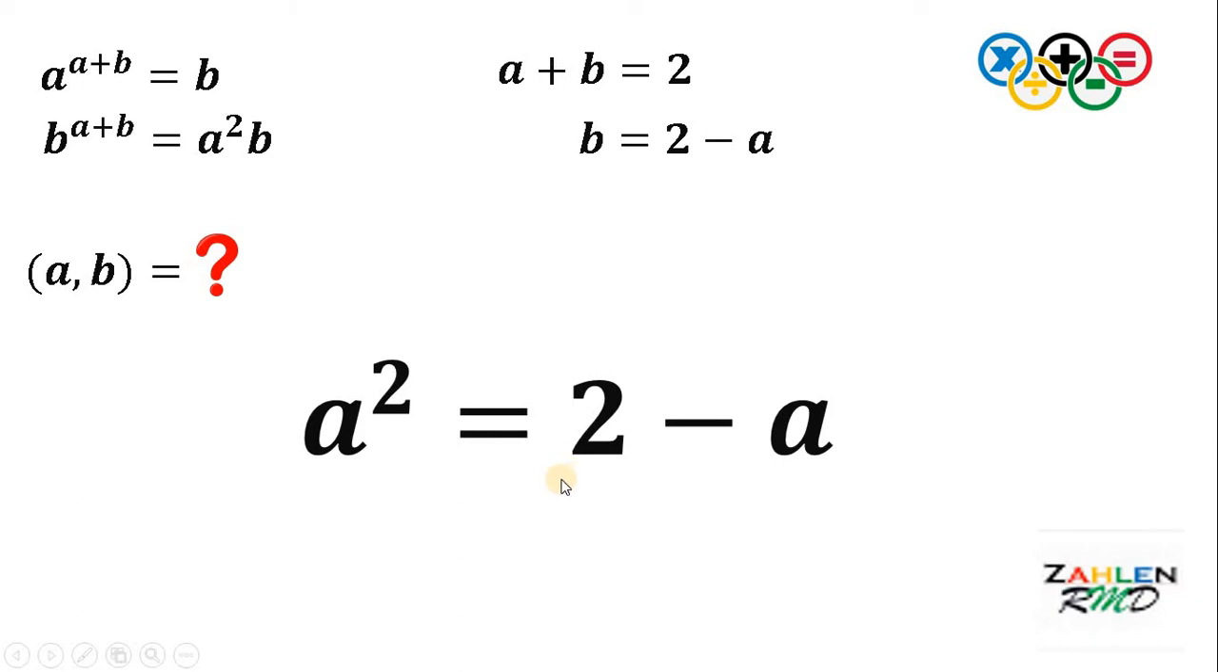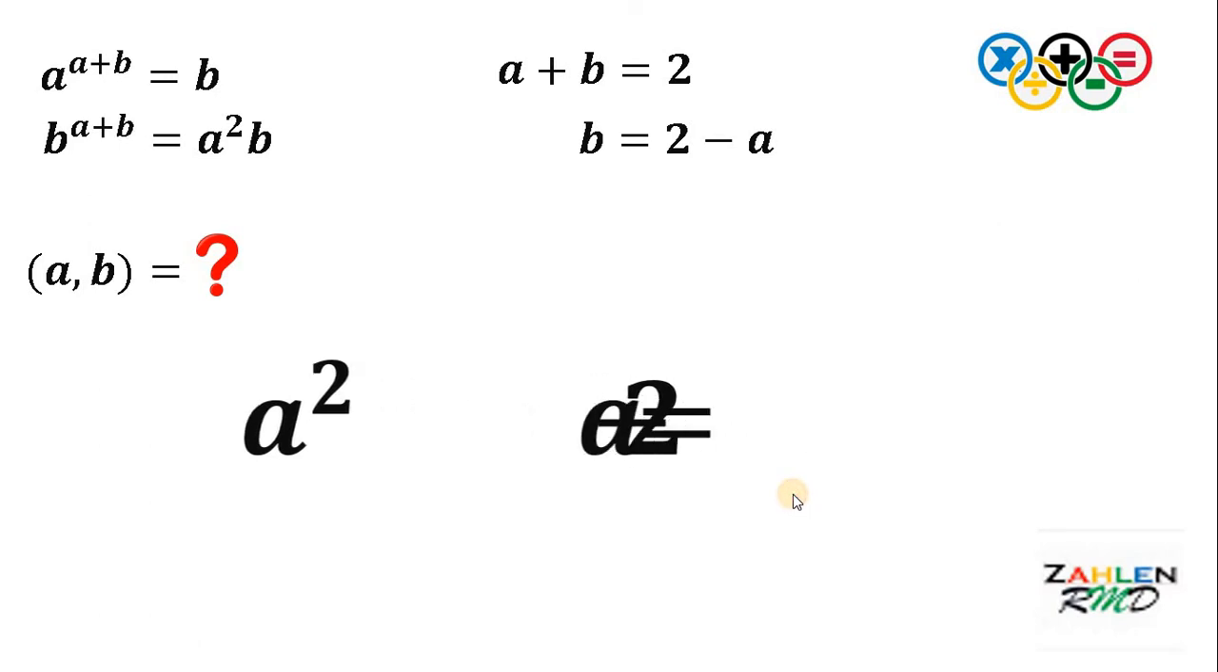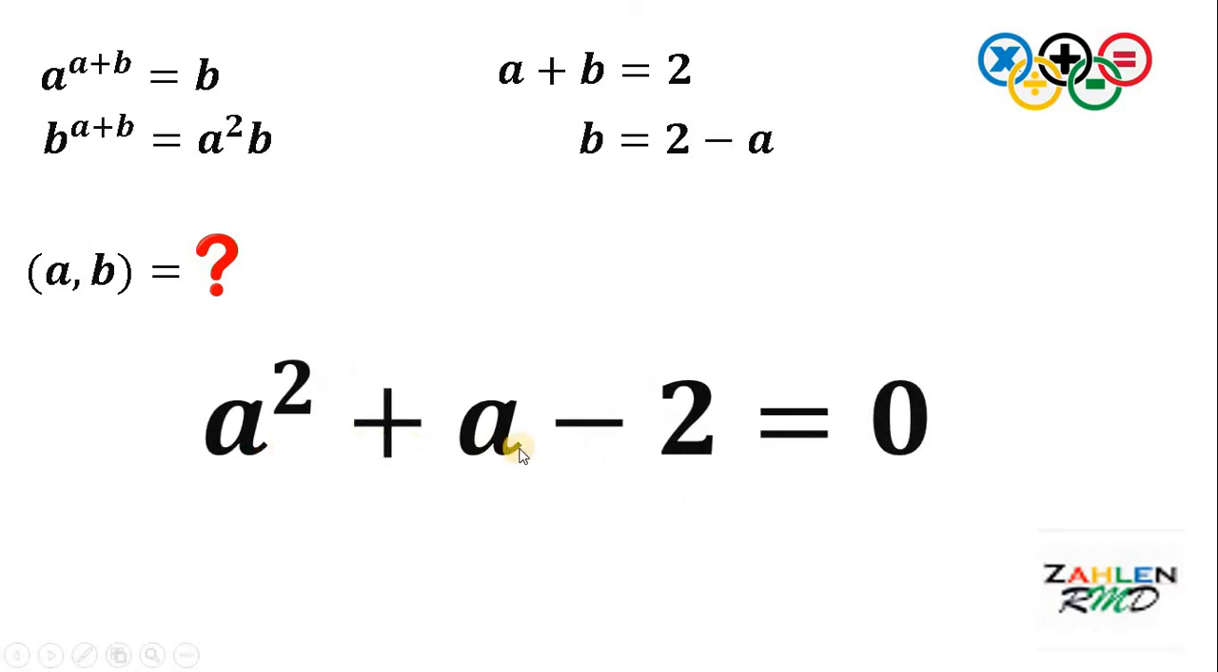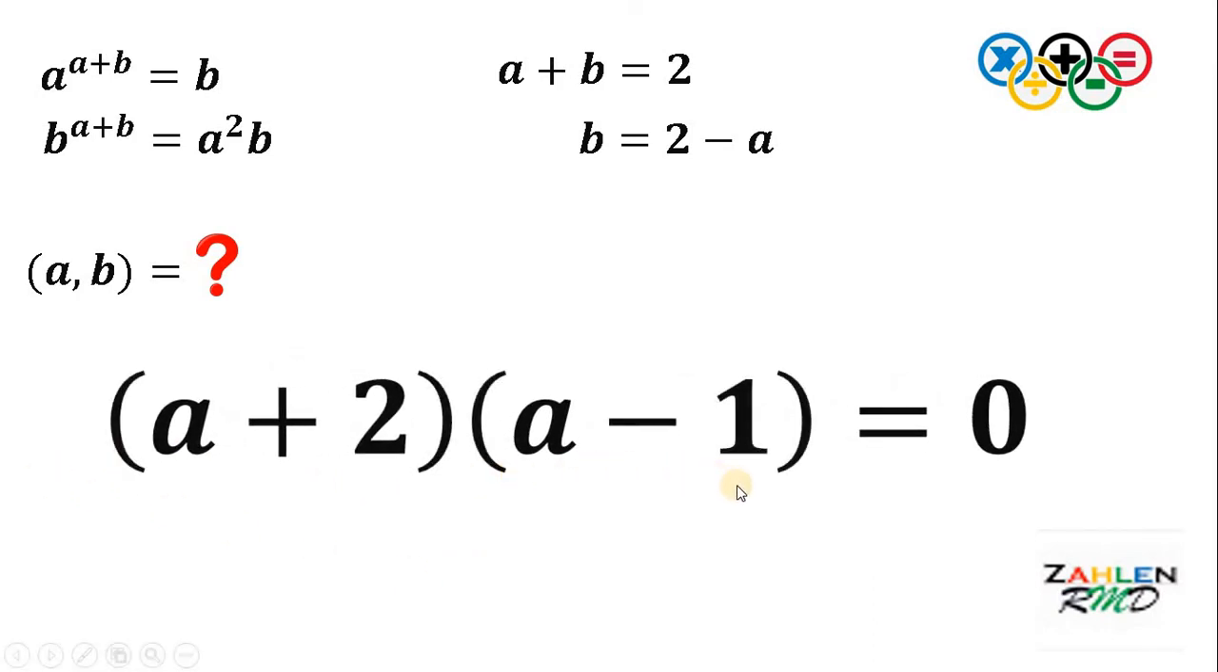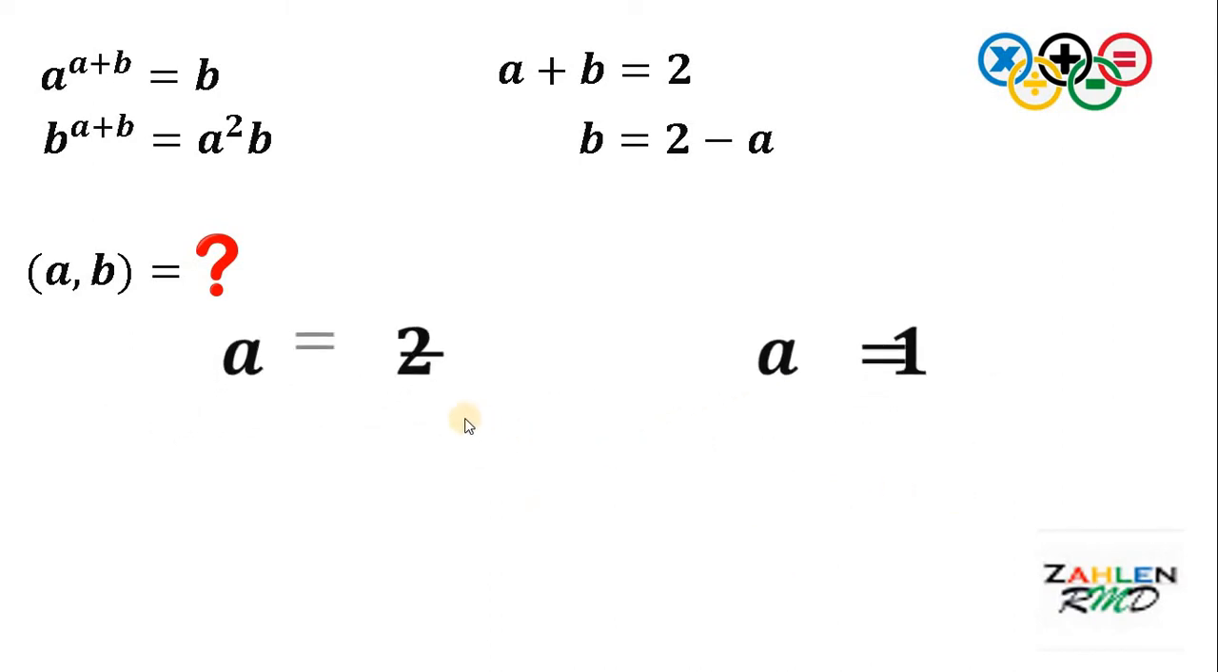Now, we have a quadratic equation in one variable. So what we're going to do is to equate this to 0. If we do that, we get a squared plus a minus 2 equals 0. Now take note that a squared plus a minus 2 can be factored as a plus 2 multiplied by a minus 1. Now since it is equal to 0, therefore at least one of them must be equal to 0. Therefore we have a plus 2 equal to 0 or a minus 1 equals 0. Therefore we can say that a equals negative 2 or a equals 1.